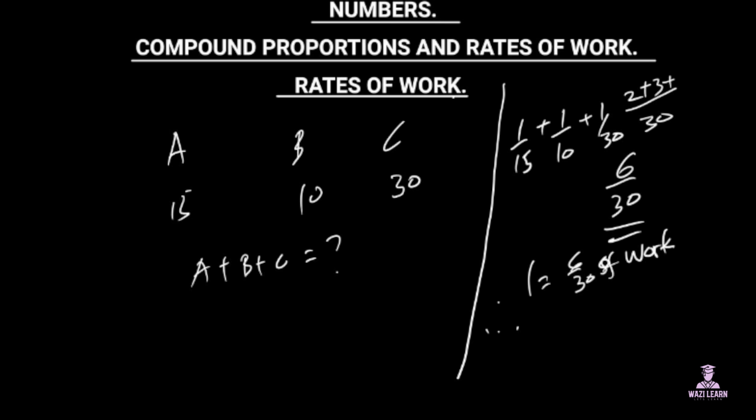Now what about the whole of the work? When you cross multiply, it will be 1 divided by 6 over 30. So the reciprocal will be 30 over 6, which is 5 days. So when they work together, they take 5 days to finish the whole of the work. So that was our lesson on rates of work.